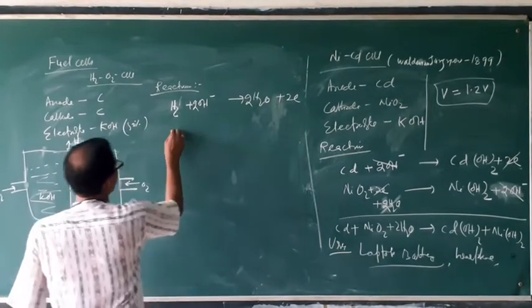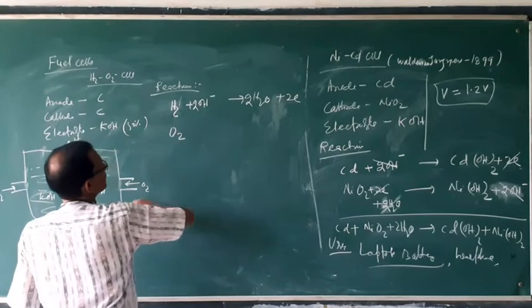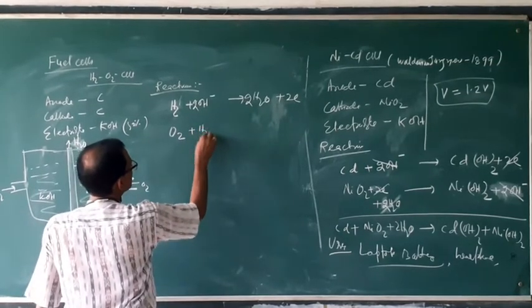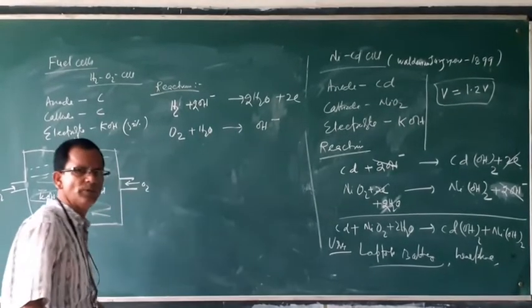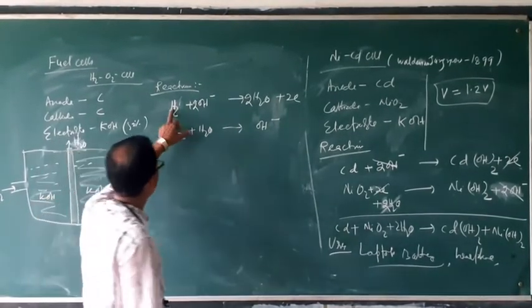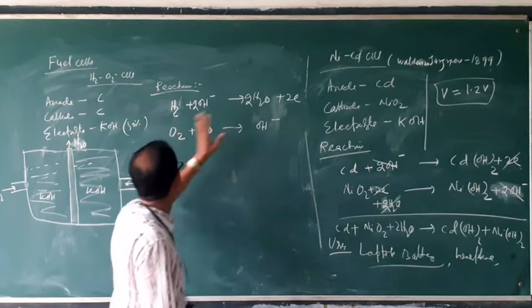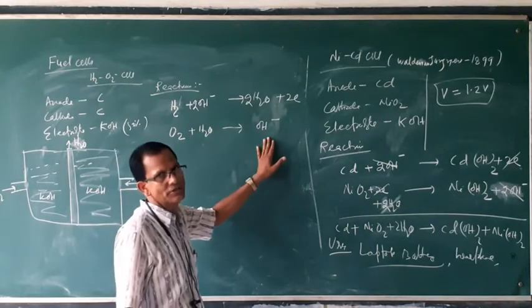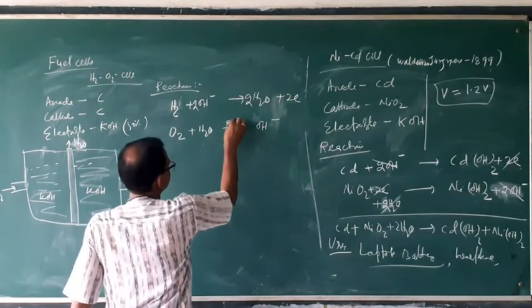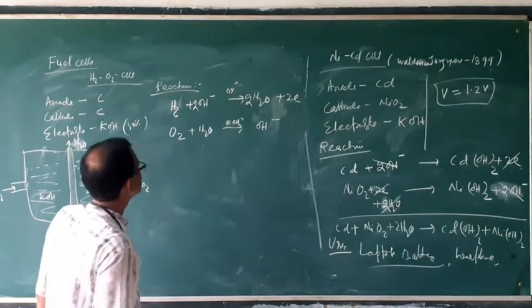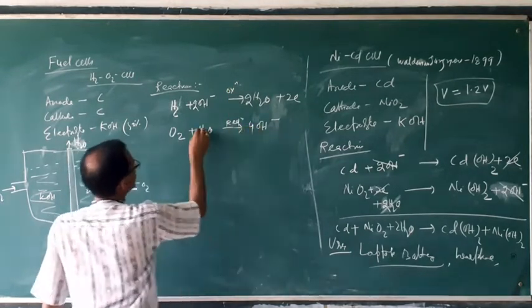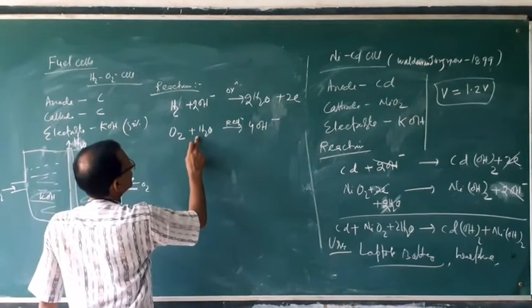In the case of reduction, what happens? Oxygen in the presence of water converts to OH minus. Here oxygen will be converted to hydroxide, and here hydrogen converts to water. This is the difference. This is reduction, and that is oxidation. If you balance, you multiply by 4 here and by 2 there.